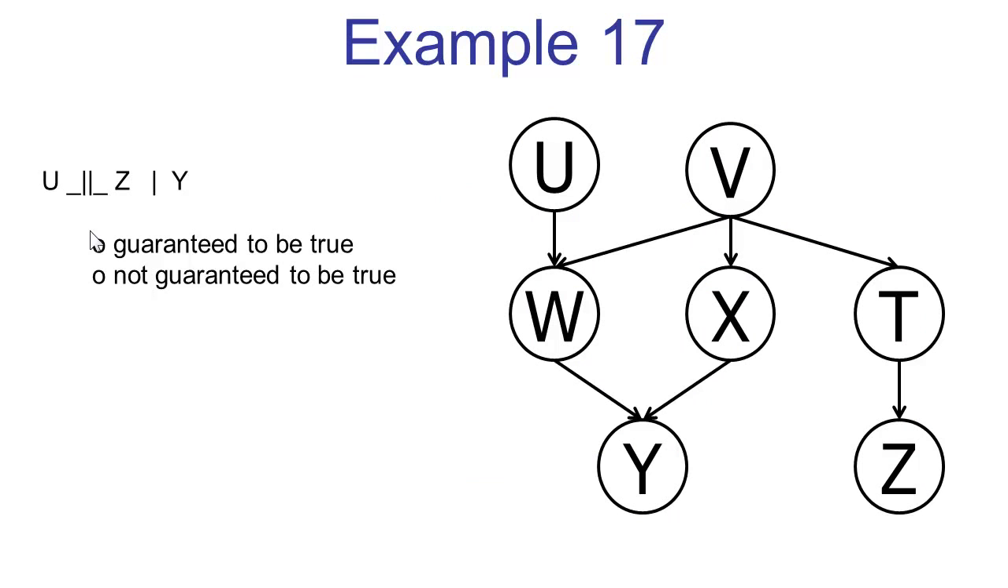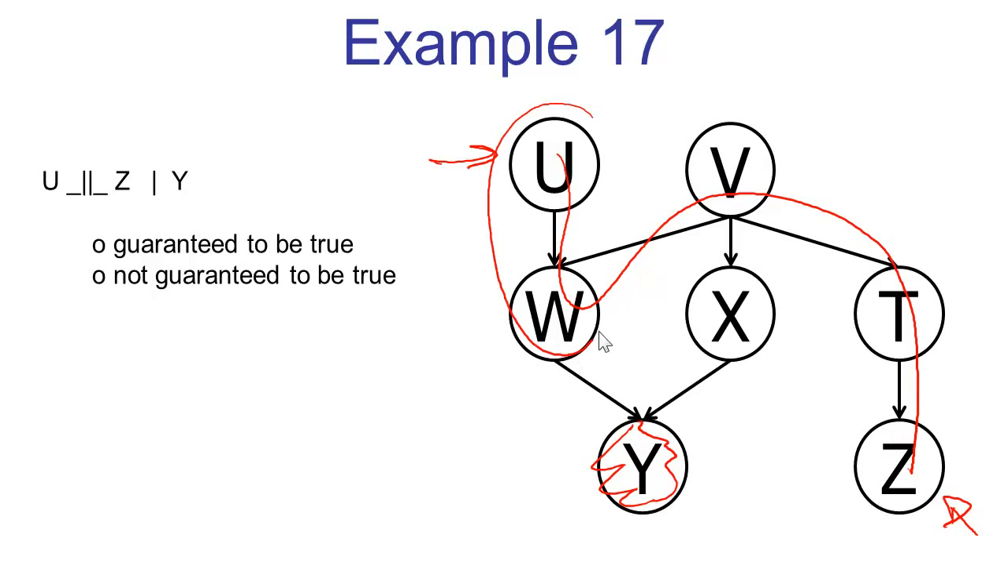Our last example, we're looking at U and Z and observing Y. Let's first consider the path UWVTZ. This path consists of the triple UWV, the triple WVT, and VTZ. Let's first check UWV. This triple is a V structure. The middle node in the V structure is unobserved. Let's look at its descendants. There's just one descendant, Y. This descendant is observed, so the V structure is active.